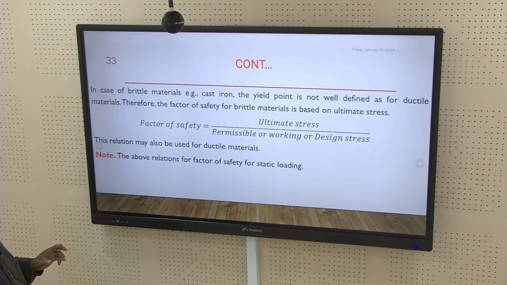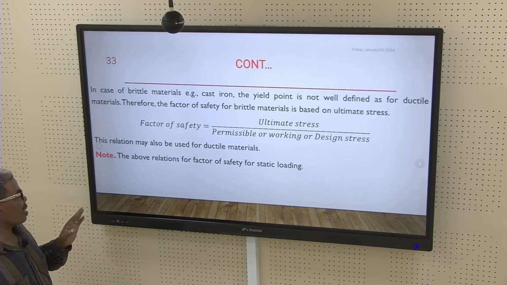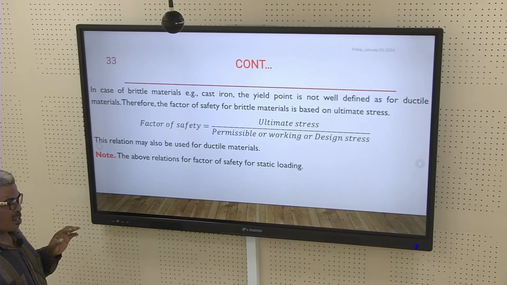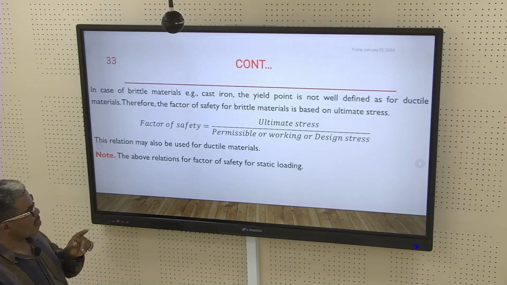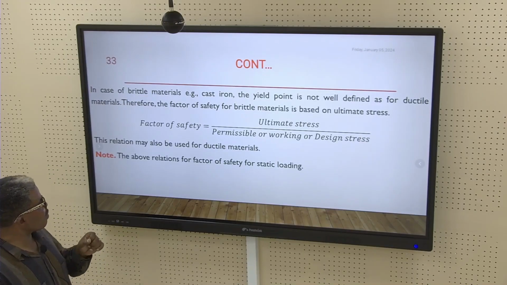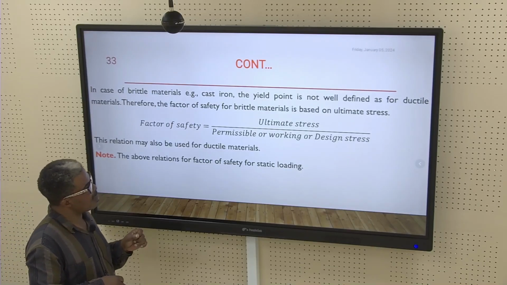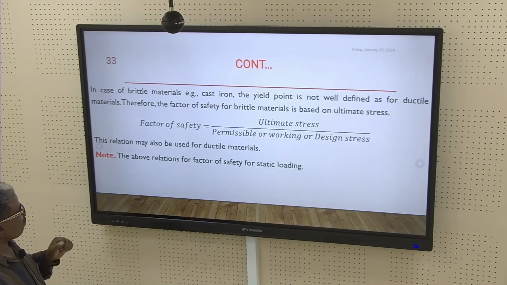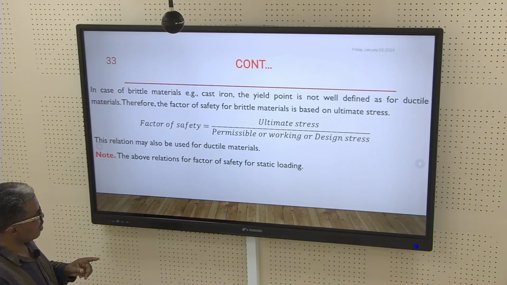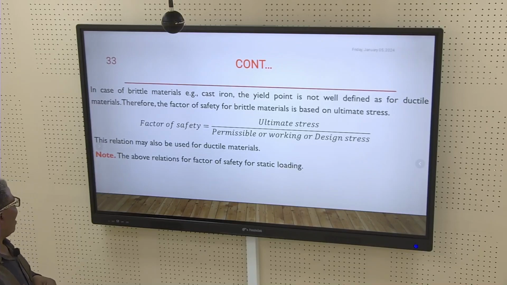In case of brittle material, material which can easily break once subjected to force, for example cast iron, the yield point is not as well defined as for ductile material. Therefore, the factor of safety for brittle material is based on ultimate stress. This is special for materials which are brittle. Factor of safety is equal to ultimate stress over working stress. This relation may also be used for ductile materials. Note that the above relation for factor of safety is for static loading.